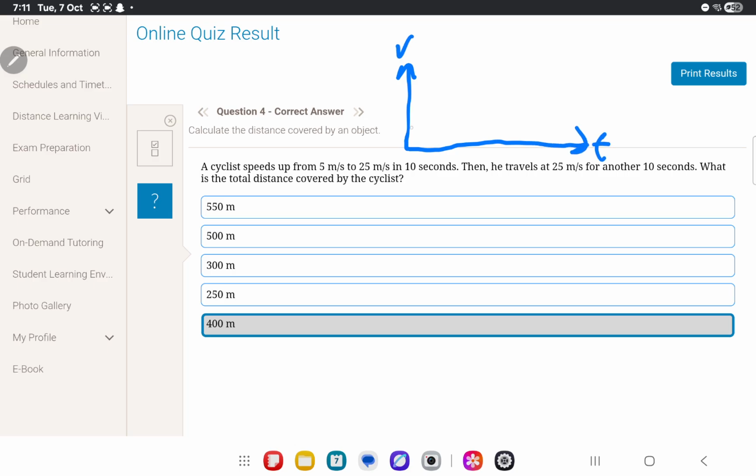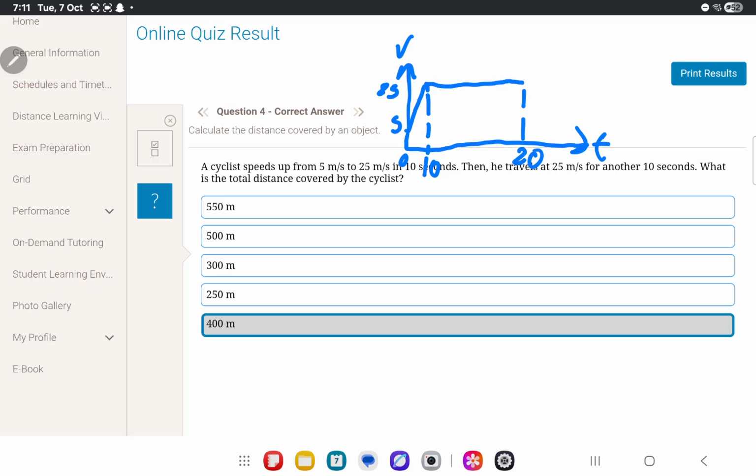VT. So he started off at 5 meters per second. Then he moved to 25. So 5 and 25. Now this here is t equals 0. And they said he reached the 25 meters per second mark at 10 seconds. Then he travels at this constant 25 meters per second for another 10 seconds. So what's 10 plus 10? 20. What is the total distance?